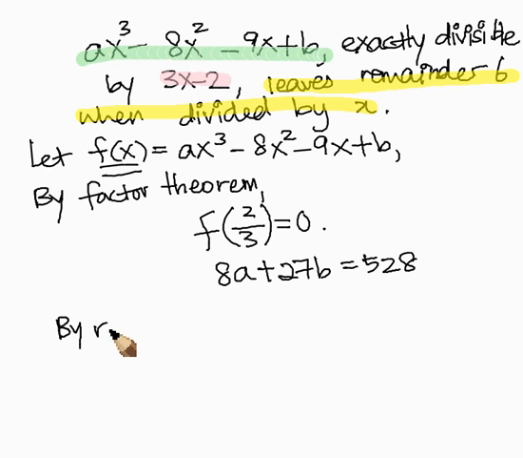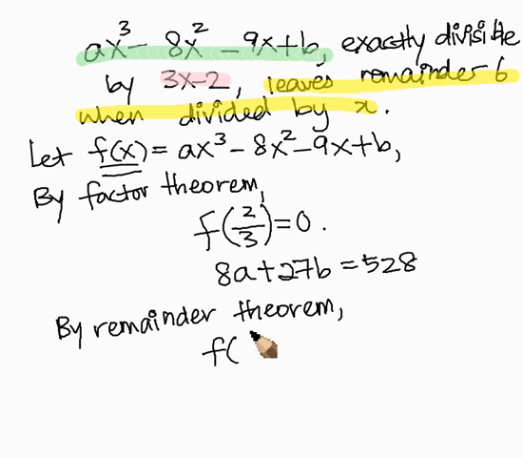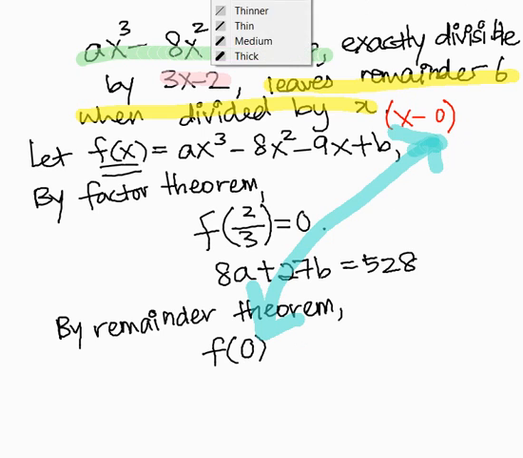By remainder theorem. Oh, this is awkward. Alright, let me try. x is just x minus 0. Oh, okay, now I know. So it's basically telling me, let me just highlight the link. It's x minus 0, so we substitute 0 into our f(x).